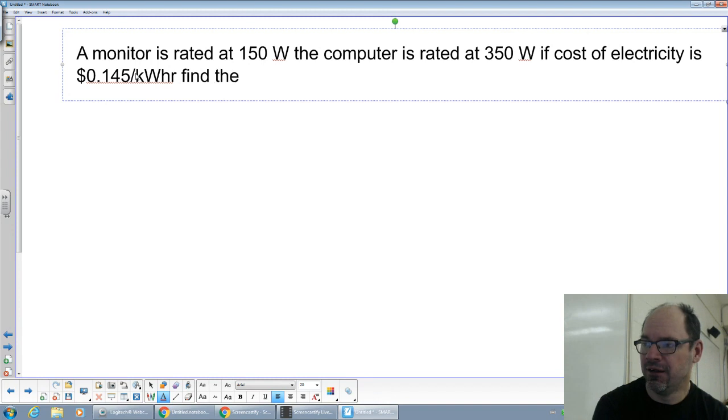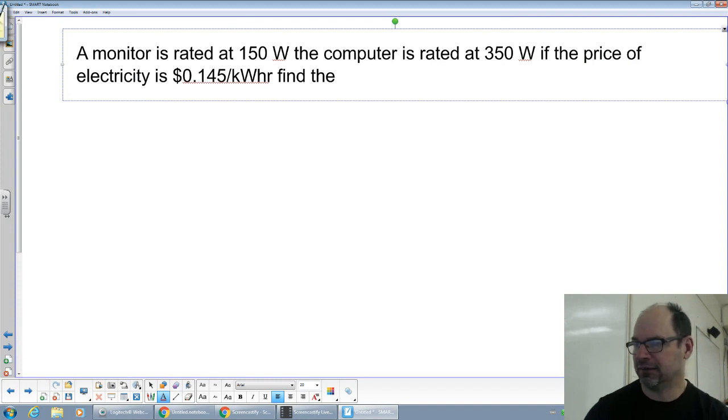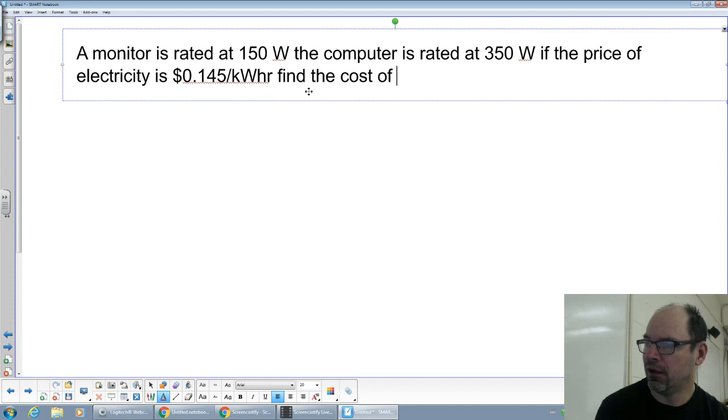find the, I guess this is the price of electricity. It's not really a cost, right? So we'll use the word price. The price of electricity is so much per kilowatt hour. Find the cost of running your computer, running both for a week.